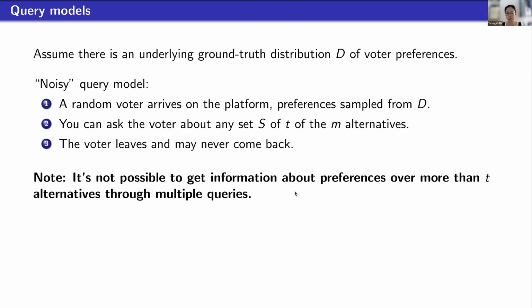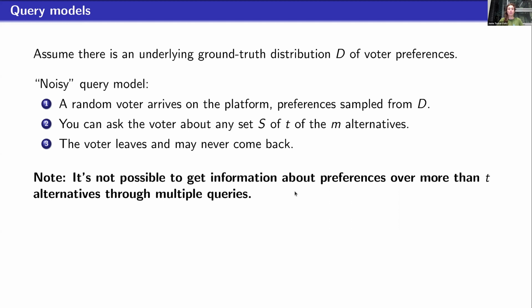Oh, I see. I just thought that if you can know that this person and that person are from the same type, then they share the same preference, and you can utilize this information to learn more about more than T alternatives through multiple queries. If your definition of type is the complete specification of the preferences, yeah, you're never going to be able to learn anyone's type.